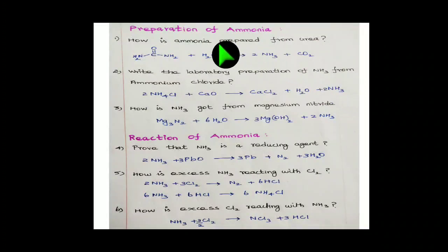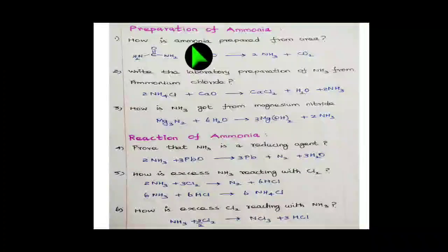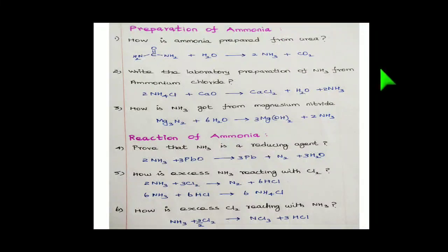Next, we will see the preparation of ammonia. How is ammonia prepared from urea? The first question: urea, what's the formula? NH2CONH2.